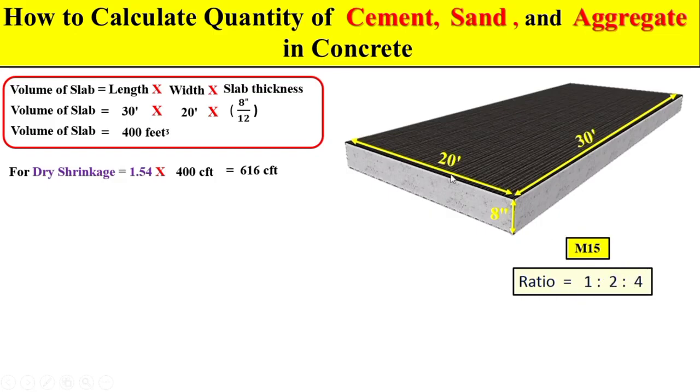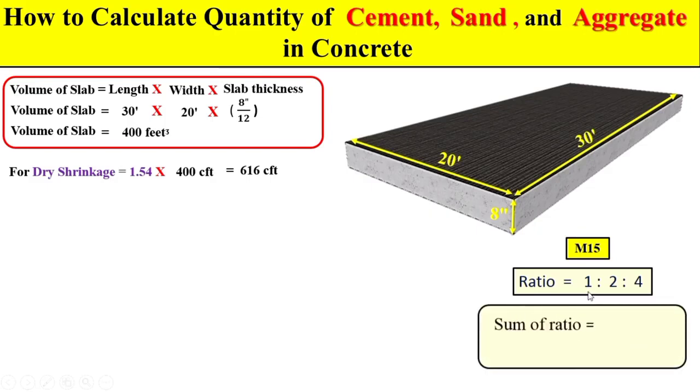Okay, so now dear students, if we want to calculate the total quantity of cement, sand and aggregate in this volume, first of all we take the sum of the ratio. So the sum of the ratio will be equal to 1, which is the quantity of cement, and 2, which is the quantity of sand, and 4, which is the quantity of aggregate. So the sum of the ratio is 7.